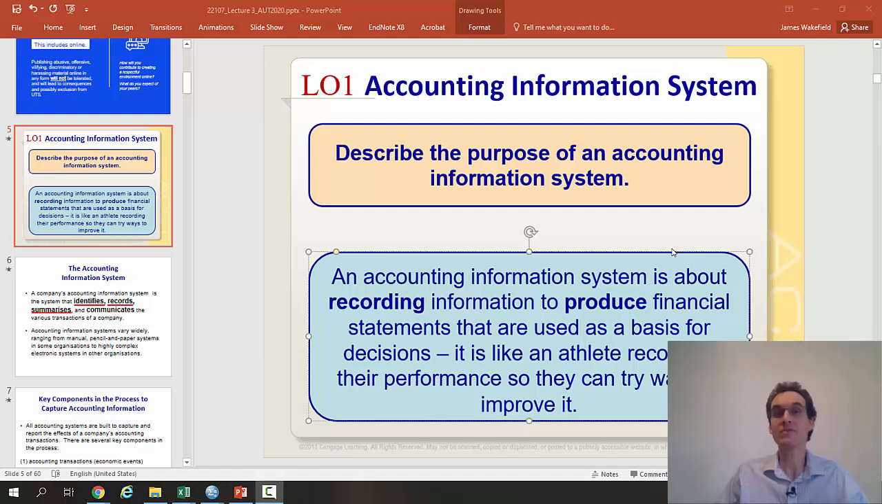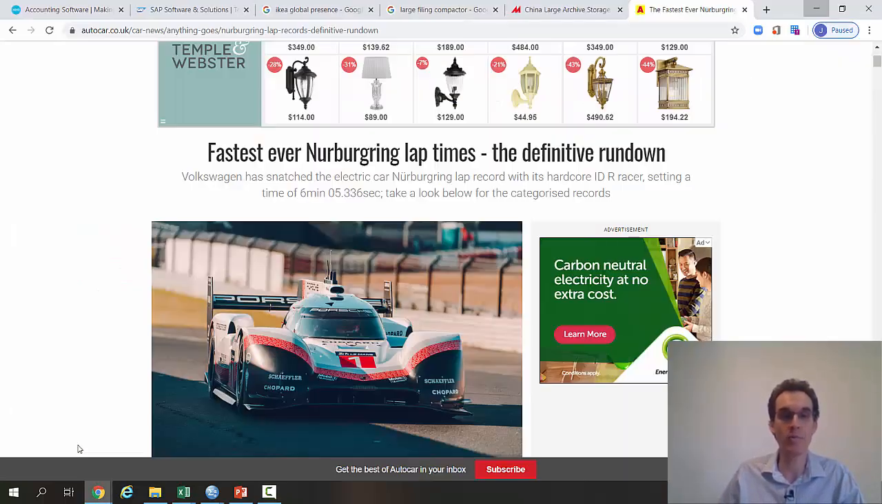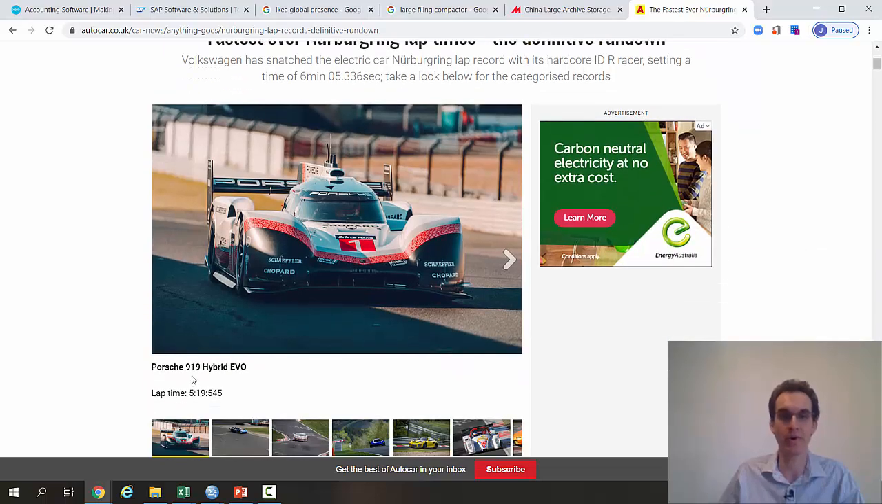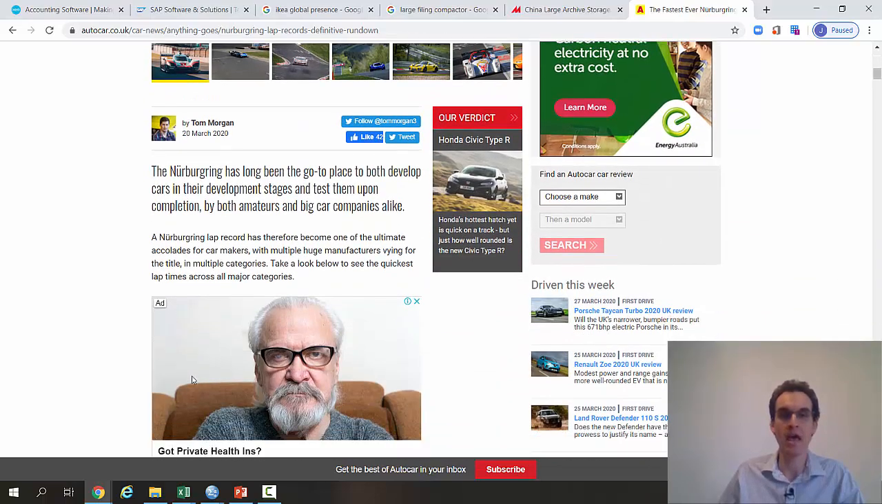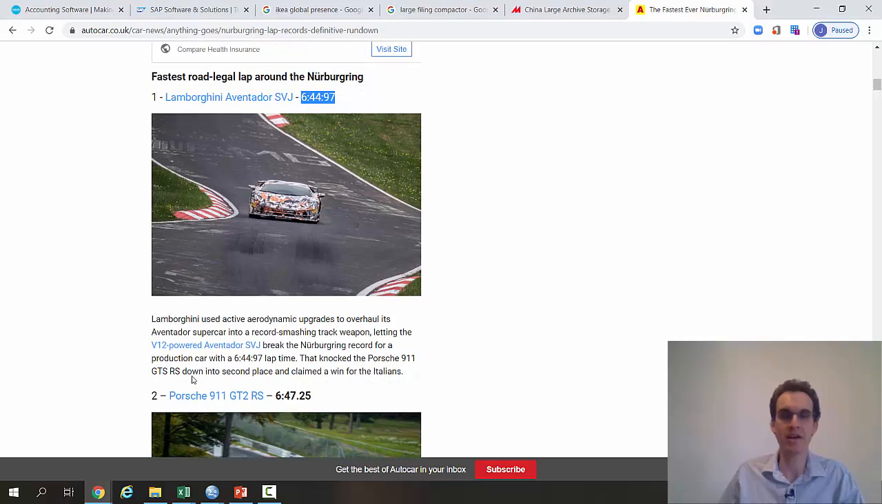Now, there's a range of different information systems out there, including information systems that athletes use to record their times to look at how they're performing relative over time. Car manufacturers use information systems to track how well their cars are performing against the competition. So for example, if we look at the Nürburgring, which is a famous public racetrack in Germany, car manufacturers benchmark the performance of their vehicles against competing vehicles' lap times on this track.